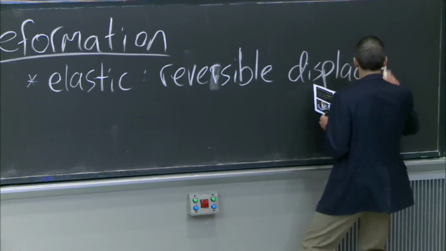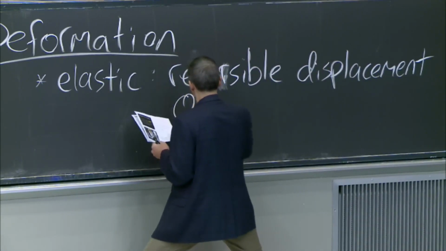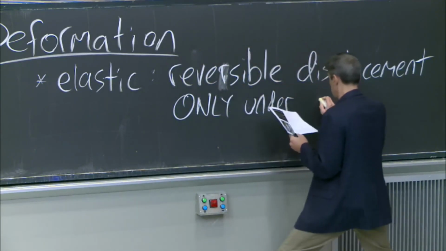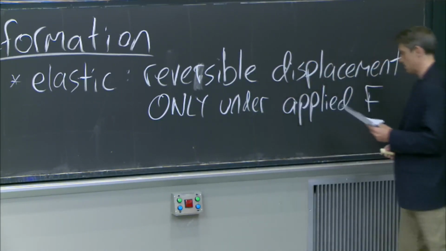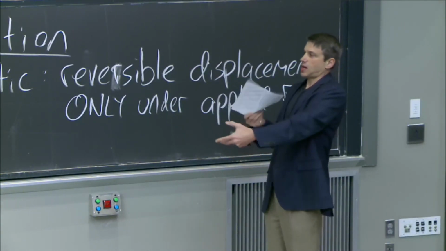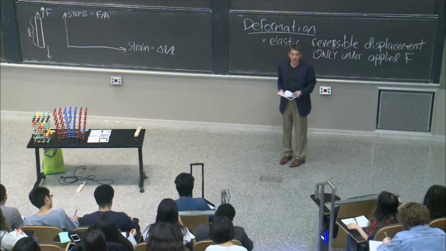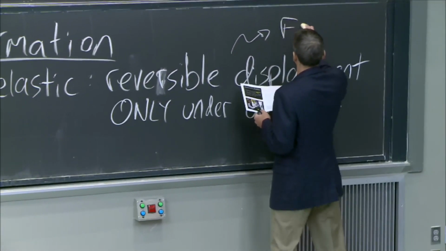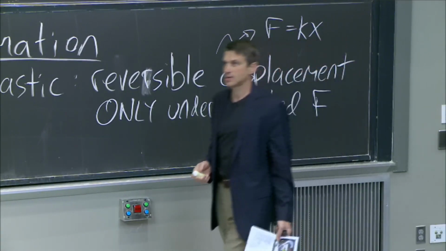If I stretch it, it goes back. Reversible displacement only occurring under some applied force. So if this is an elastic stretch, if I've stretched this material elastically and I let it go and it goes back, it's like a spring. Hooke's law is going to apply, right? So Hooke's law applies, right? So, F equals Kx. Or minus Kx, if you compress it. Okay, Hooke's law.